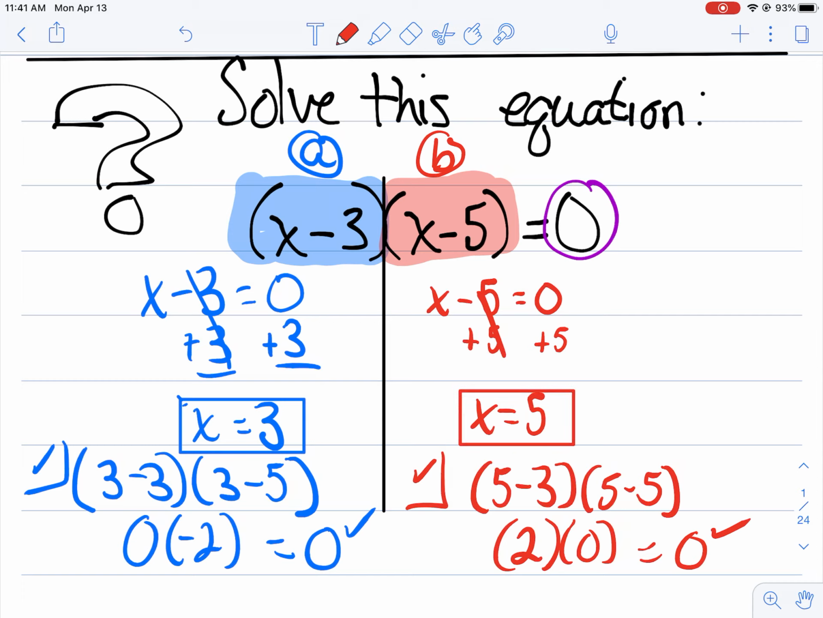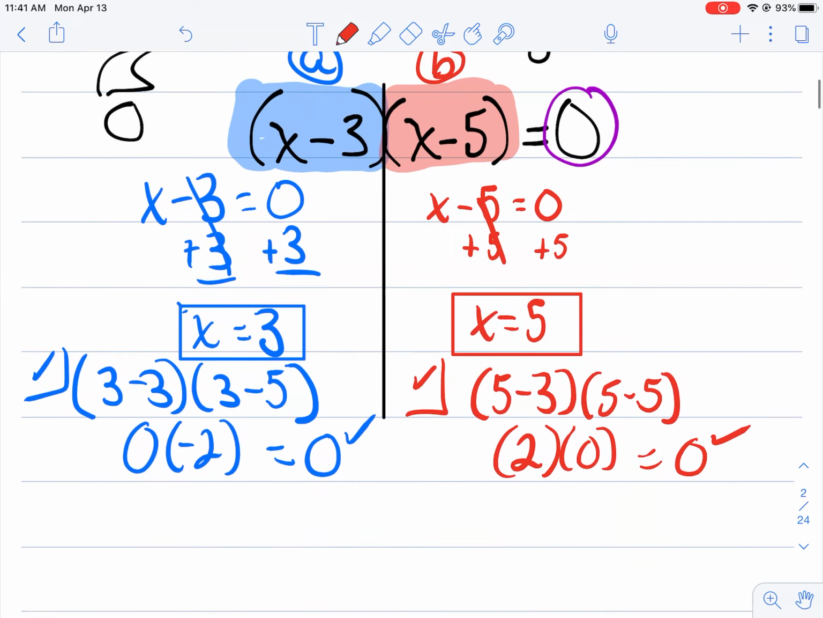So once we get our expression factored, we're going to set each factor equal to 0 to solve the equation. And those are the two steps combined: the factoring techniques that we learned from the last topic, and then this new little property here. Those are going to be the tools we're going to use to solve these equations.